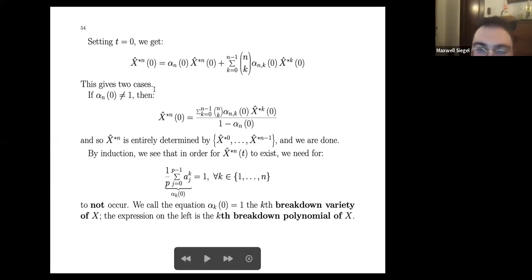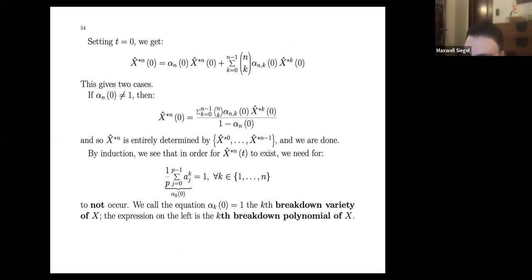Setting t equals 0, we then get the following, and this leaves us with two cases. If alpha n of 0 is not equal to 1, we can solve for x hat star n of 0 in terms of the x hat star k's at 0 for k less than n. In this case, we see that x hat star n is completely determined by x hat star 0 through x hat star n minus 1, and we're done.